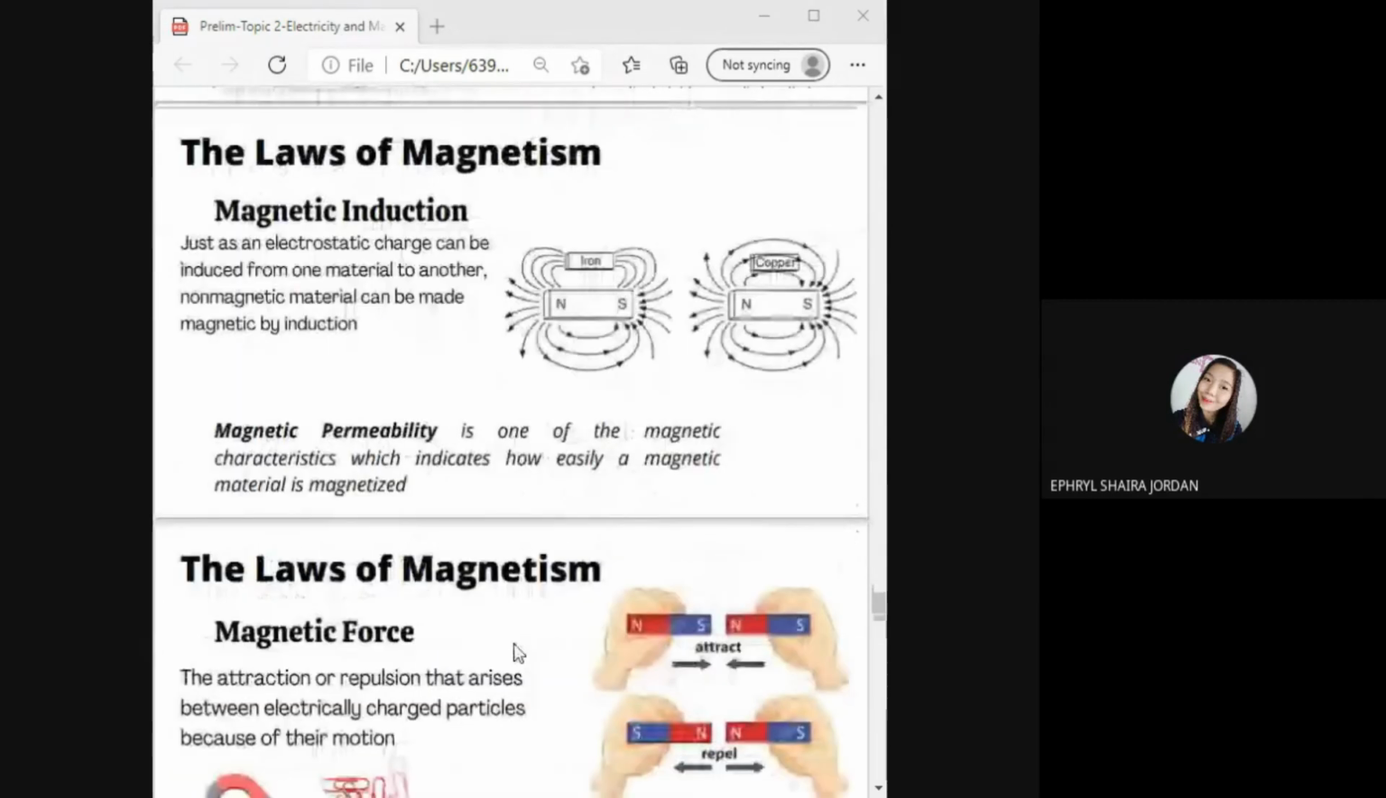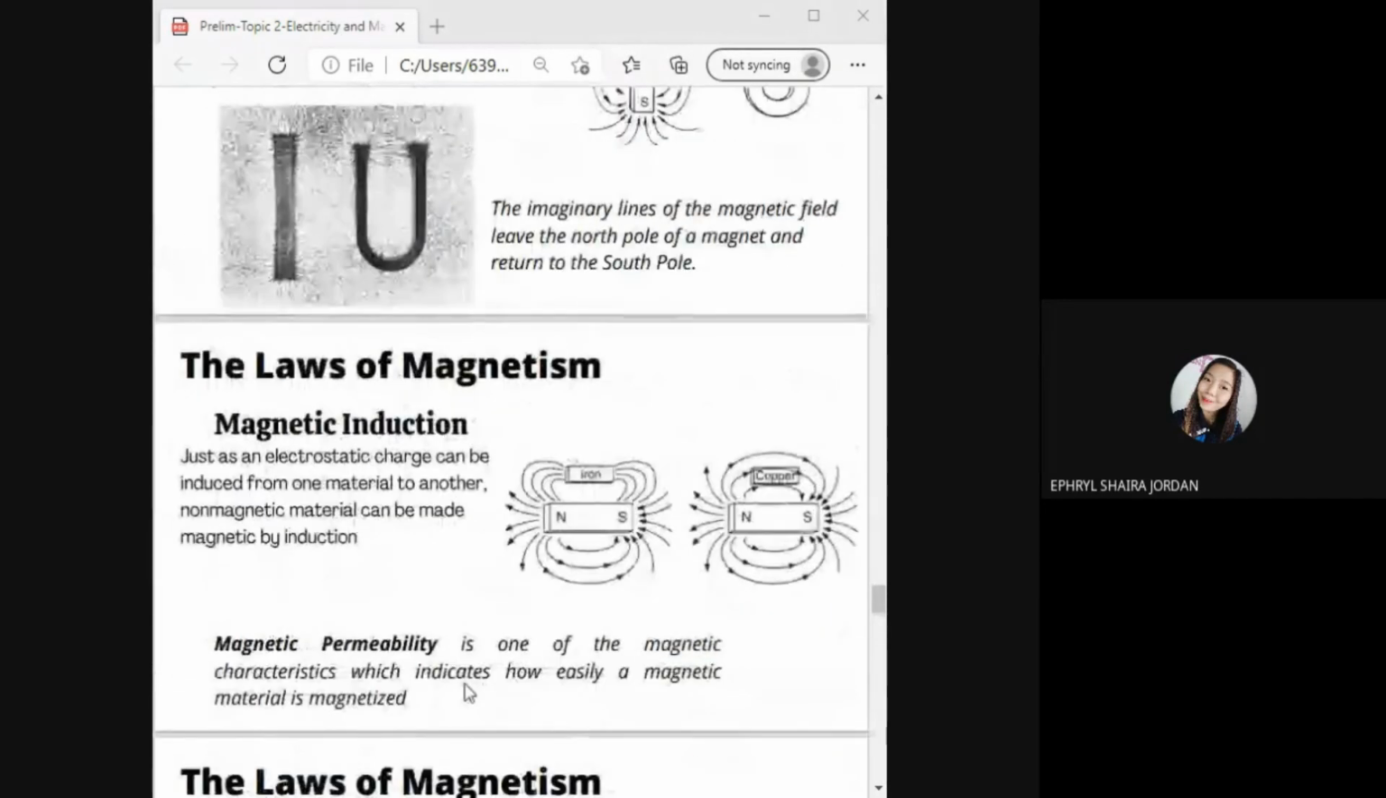So what is magnetic permeability? Magnetic permeability is one of the magnetic characteristics which indicates how easily a magnetic material is magnetized. For example, when a ferromagnetic material such as a piece of soft iron is brought into the vicinity of an intense magnetic field, the lines of induction are altered by attraction to the soft iron.